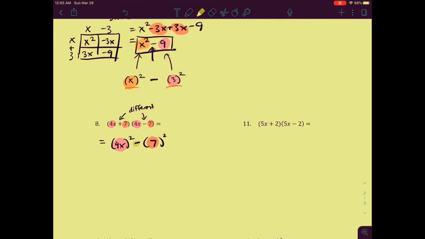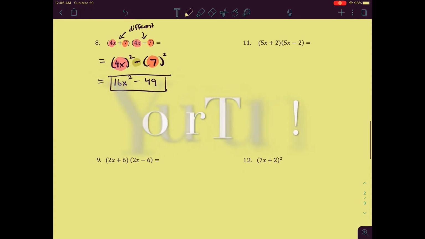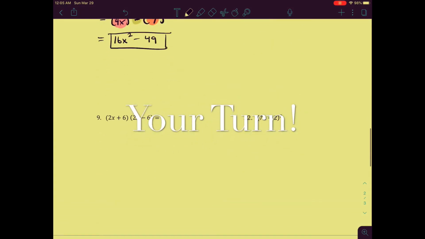And again, don't forget the minus sign, because we call this a difference of squares, which means you're subtracting them. If you carefully multiply this out, 4x times 4x is 16x squared, minus 7 times 7 is 49. And that's your answer, right? So again, there's a structure when you're dealing with a difference of squares. At this point, it's your turn to try number 9.